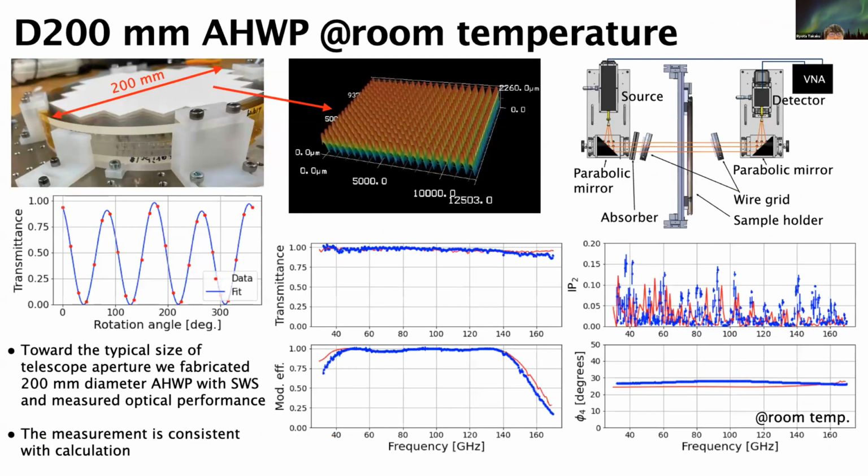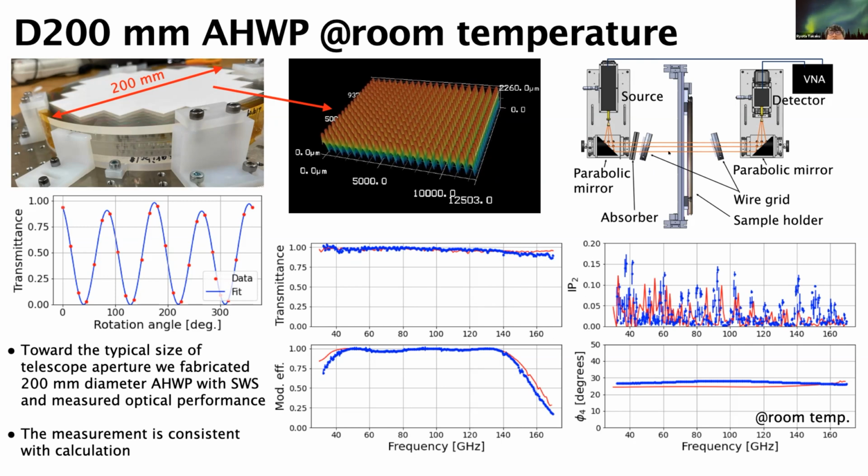Okay, so from now, switching gears, I'd like to introduce the recent development, the photo validation. We made a 200 millimeter achromatic half-wave plate with subwavelength structures. You can find such a structure on the white colored area. This is the 5-layered achromatic half-wave plate based on the anti-symmetric design, and we measured the optical performance.